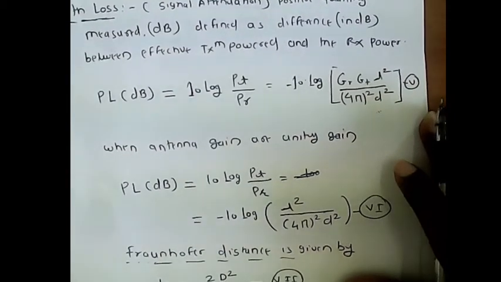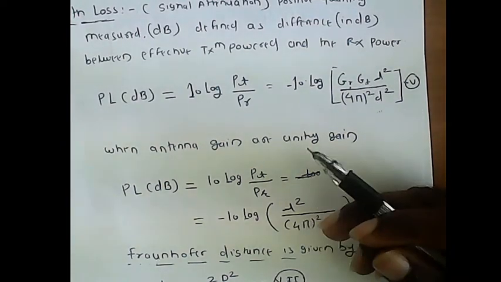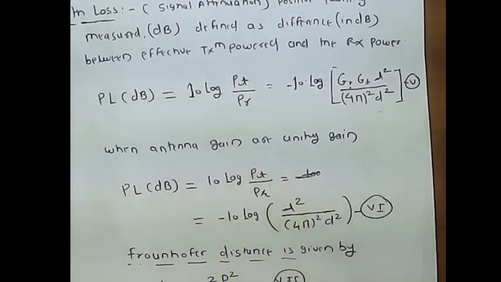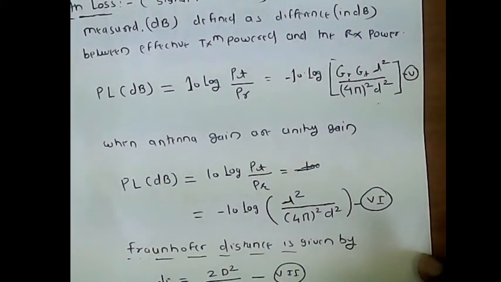When the antenna gain is unity, meaning Gr and Gt are unity, we can write the path loss in dB as 10 log of transmitted power divided by received power. We can also write it in terms of wavelength and distance: minus 10 log of the bracket lambda squared divided by (4 pi) squared d squared, given in terms of the wavelength and the separation distance between transmitter and receiver.